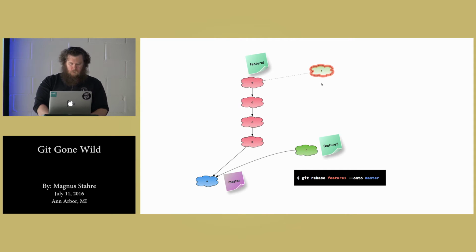So these have the same deltas compared to their parent, but they're going to have different contents because this commit has all of these changes in it, whereas this one does not.